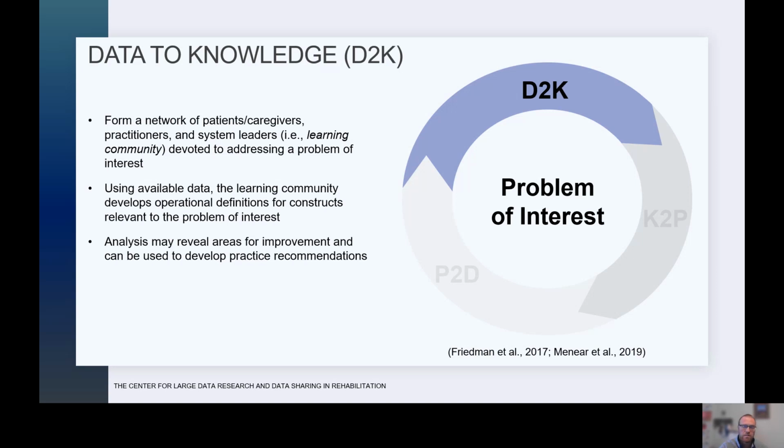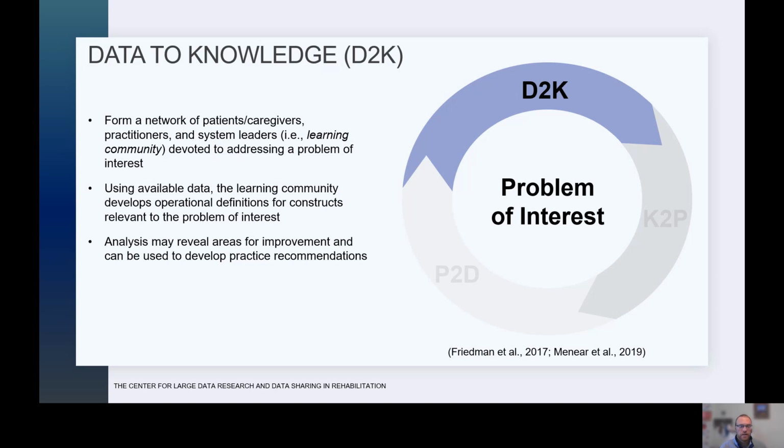Now, the learning community is often formed during the data to knowledge phase, but I just want to point out, and this will probably be apparent as I go through each of the other phases, that the learning community plays an integral role in each of these phases. It's really important. It's very much a stakeholder-driven process.